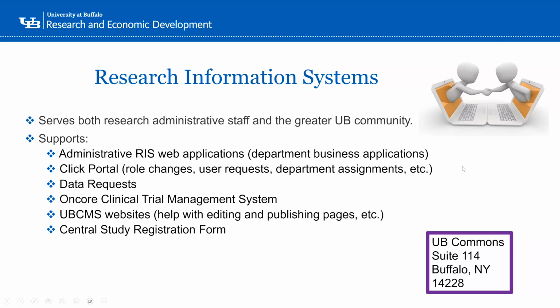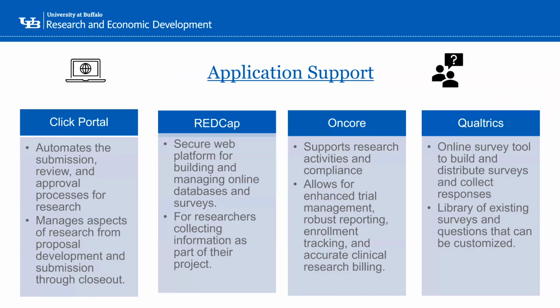So essentially the software that we use most often for research at UB, as has been mentioned a couple of times just in the half hour or so that I've been sitting and listening, is Click. And I know that was the main thing that you wanted me to touch on. So I will. Click is the software that automates the submission, review, and approval process for research. So it kind of walks you through the whole process of research submission from idea creation all the way through to project closeout.